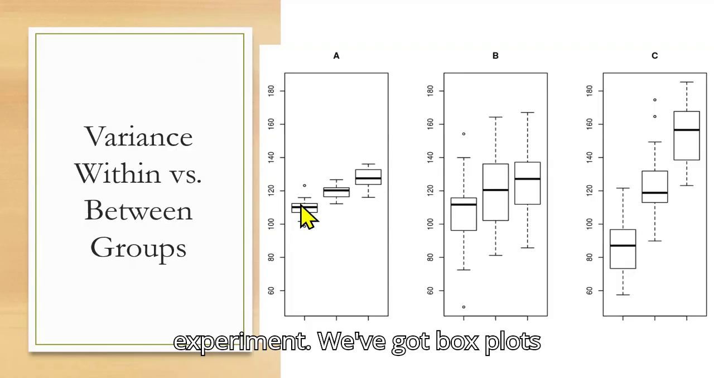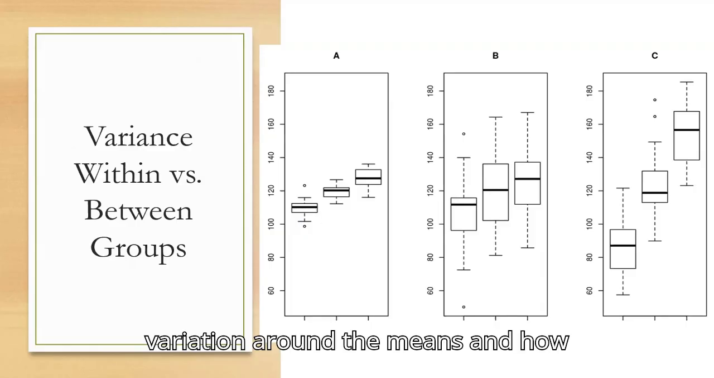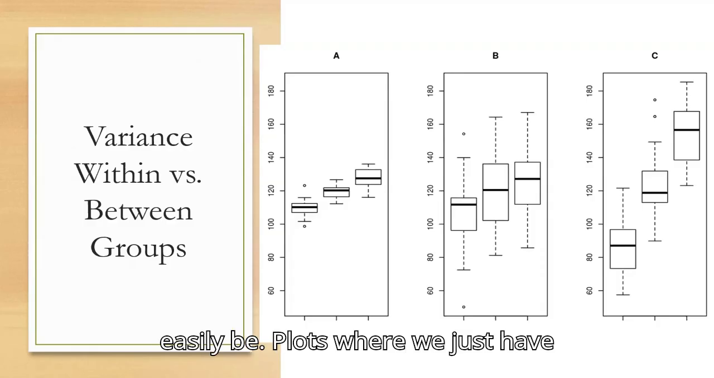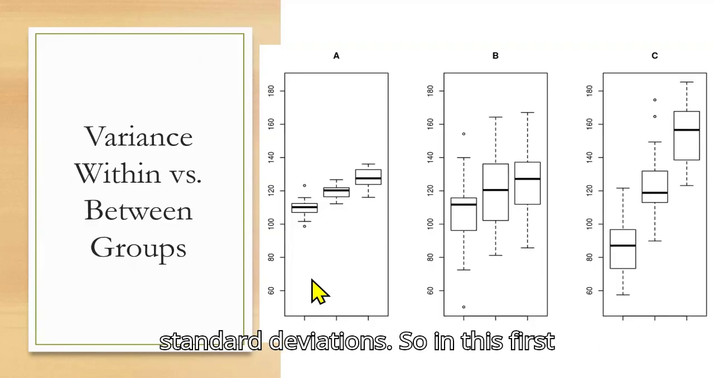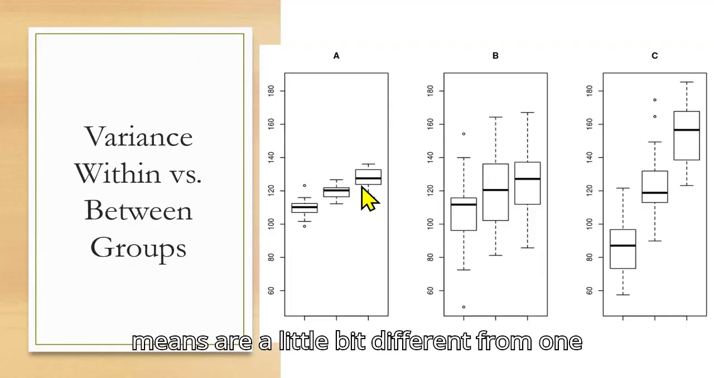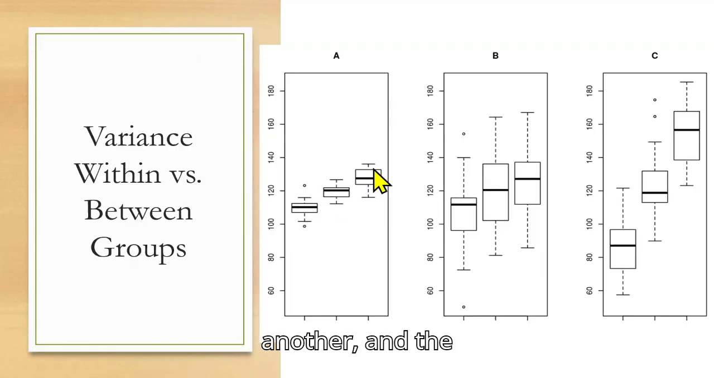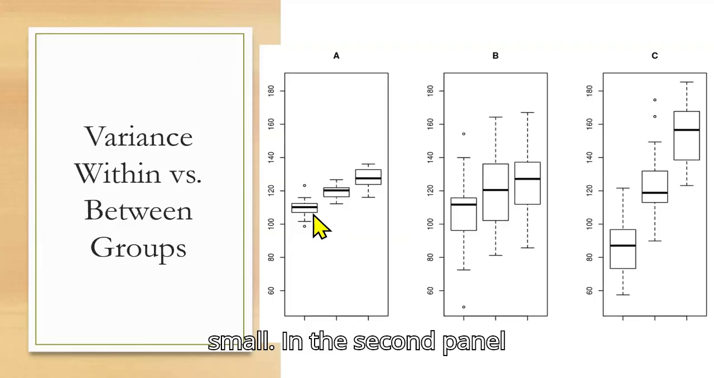We've got box plots here because it's nice to show the variation around the means and how different the means are, but these could easily be plots where we just have the mean and then the error bars with the standard deviations. So in this first panel, the medians or means are a little bit different from one another, and the variation around the means is fairly small.